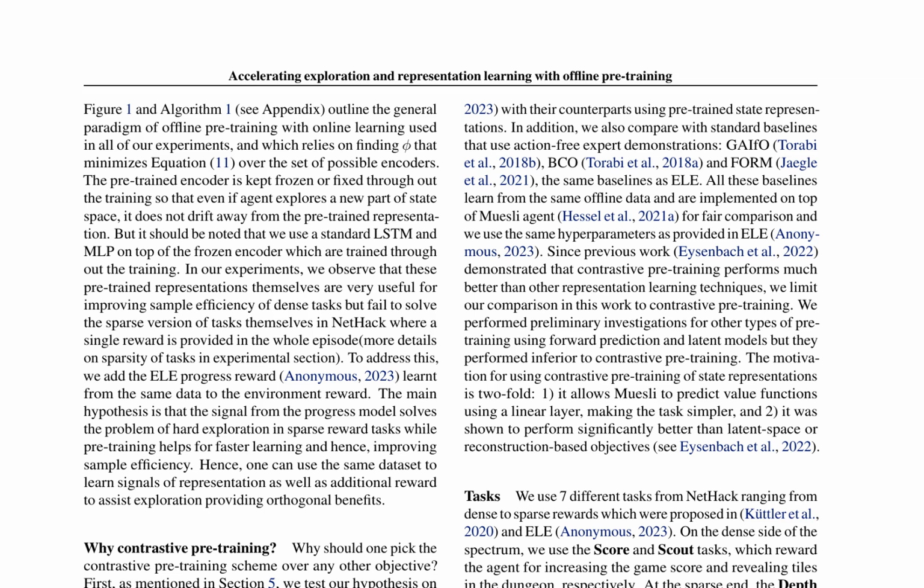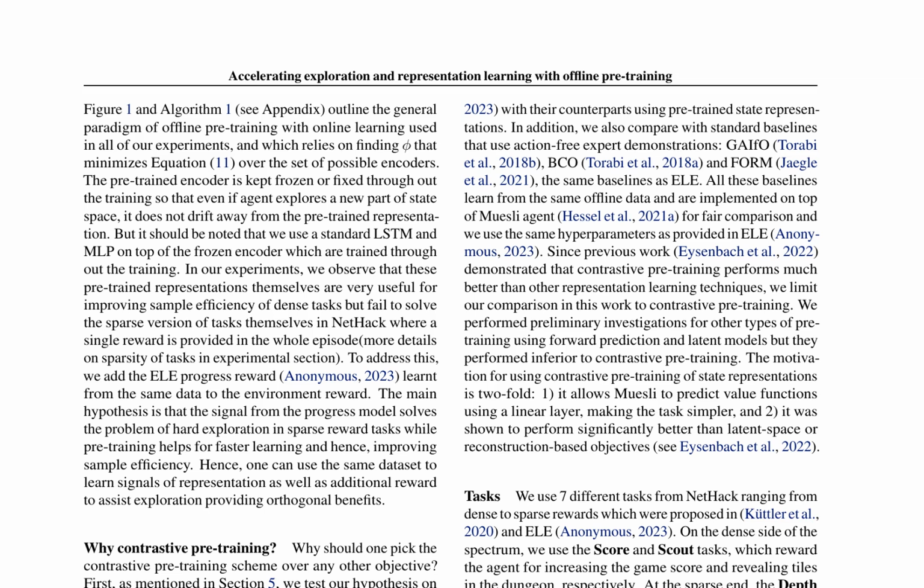A novel methodology integrating representation learning with exploration is proposed to enhance the sample complexity of an agent. This approach combines offline pre-training and online learning, leveraging contrastive pre-training for state representations. To evaluate its effectiveness, experiments compare the performance of tabula rasa Muesli and ELE with their counterparts employing pre-trained state representations. Baselines GAIFO, BCO, and FORM are also considered for comparison.